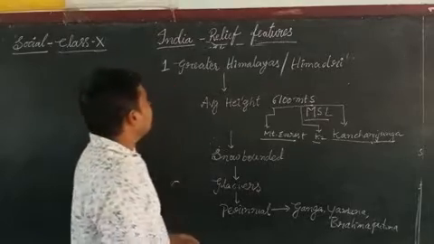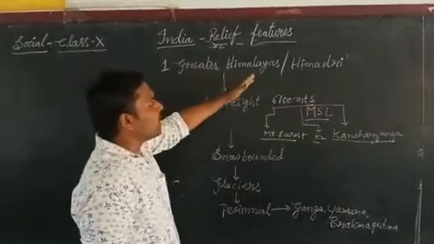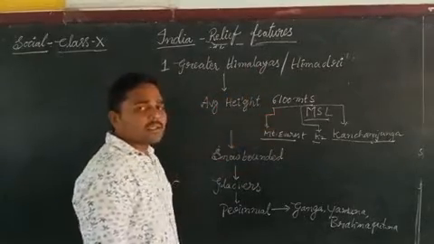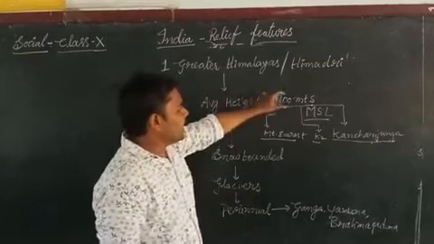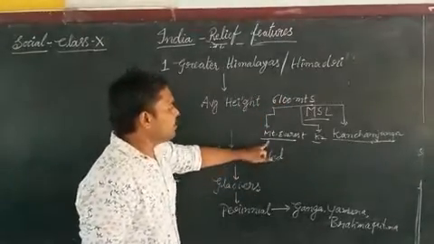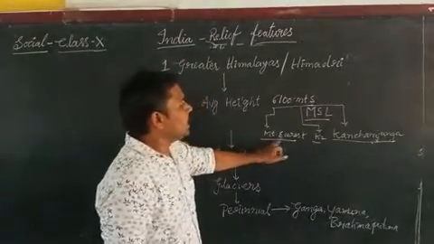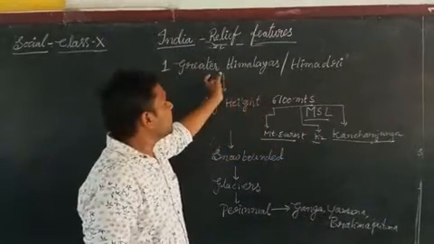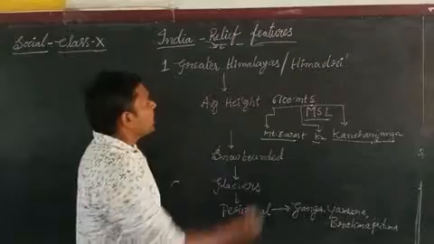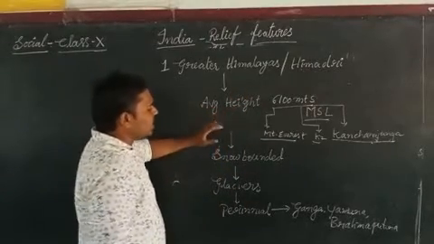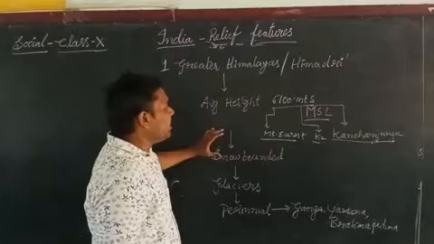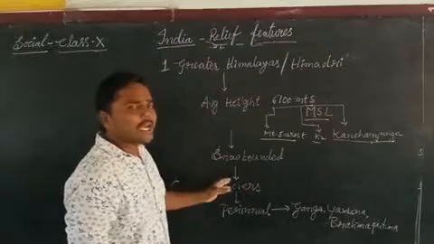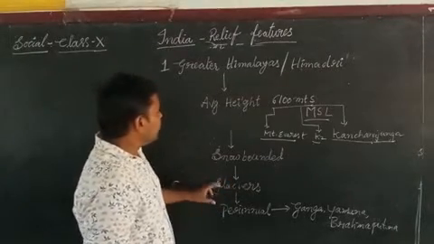Now once again, the Greater Himalayas. Greater Himalayas is the first range of Himalayas. The average height of Greater Himalayas is 6,100 meters. Among these peaks, the world famous peaks are Mount Everest, K2 and Kanchanjunga. The Himadri region is completely snow-bounded because it has very high peaks.